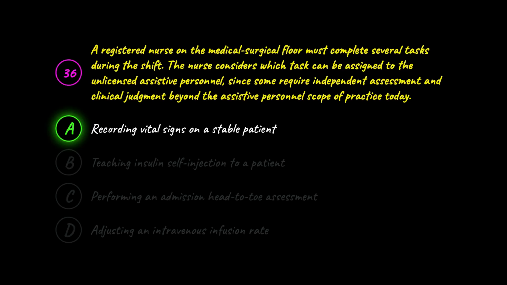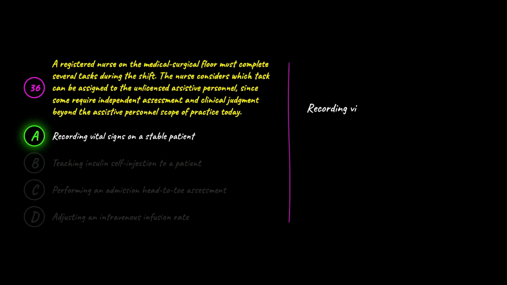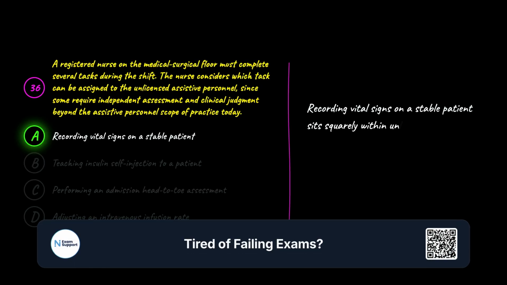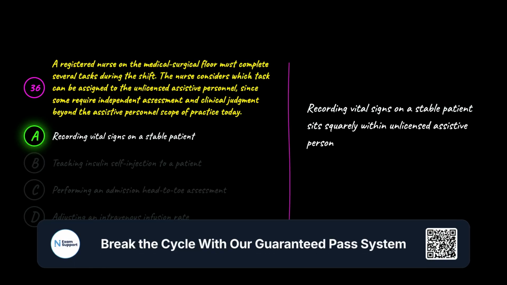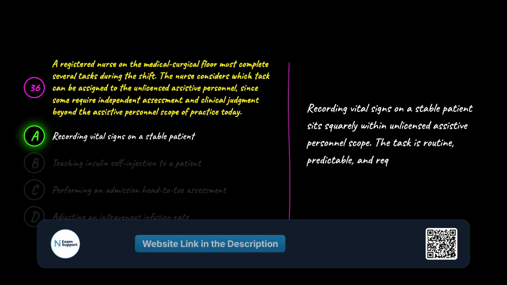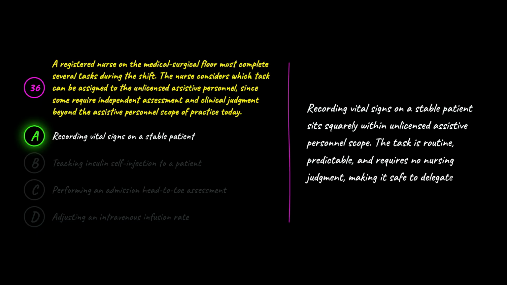The correct answer is A. Recording vital signs on a stable patient. A is correct because recording vital signs on a stable patient sits squarely within unlicensed assistive personnel scope. The task is routine, predictable, and requires no nursing judgment, making it safe to delegate during the shift.